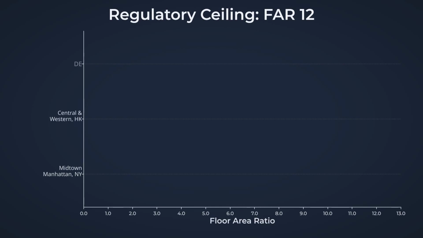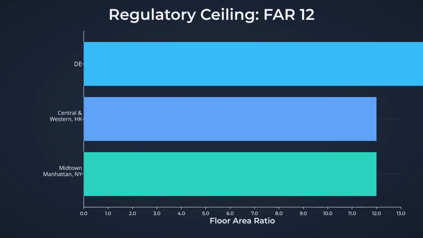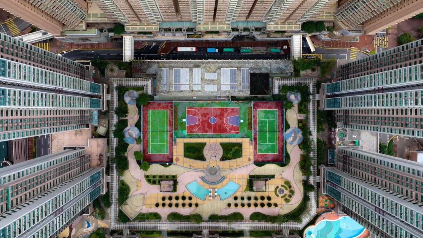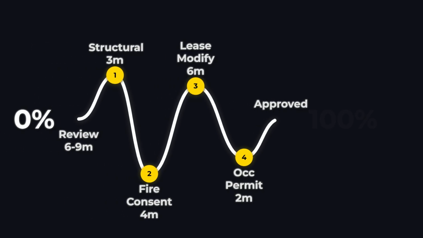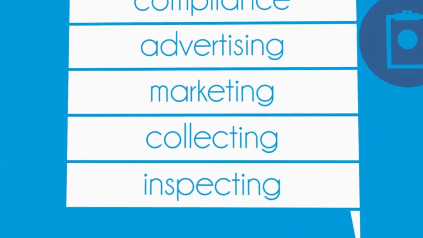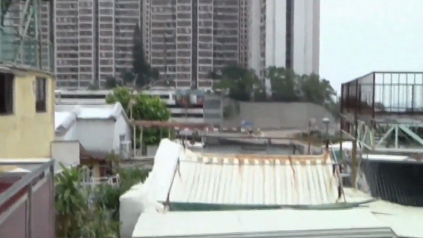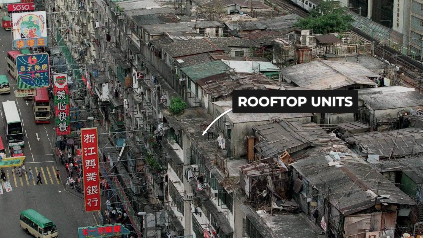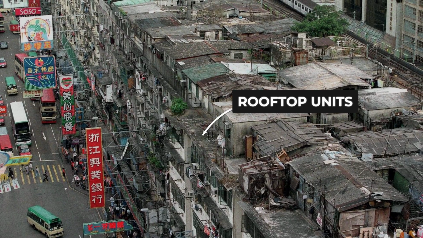Floor area ratio limits, set at 12 in both Hong Kong's core and Manhattan, cap how much can be built per plot. Securing approval for legal rooftop conversions can take up to 2 years, and it demands costly compliance. When these limits are reached, the roof becomes the only available space, though it sits outside the official development envelope.